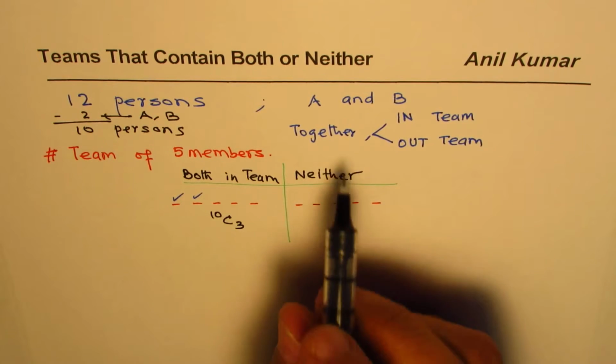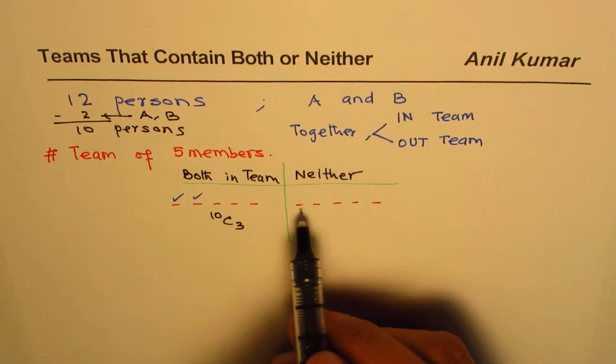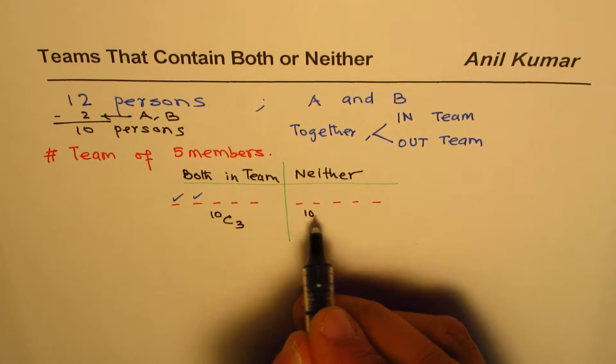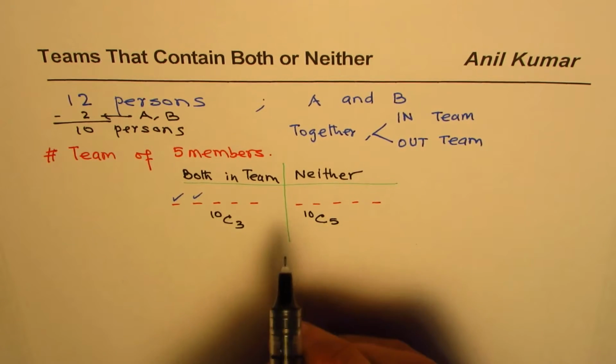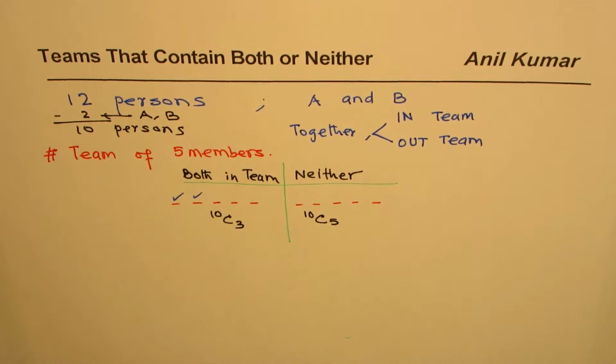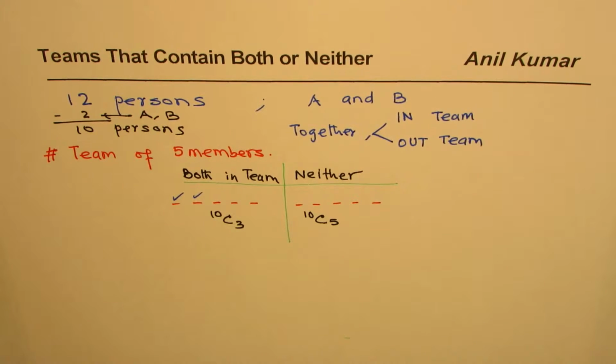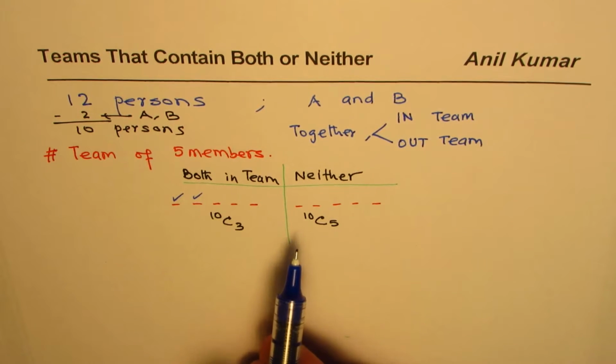In the other case, A and B have opted out, so we have no option. We have to select all 5 from these 10. So it will be 10C5. It is a case of combination since order is not critical. So that becomes the solution. When we are talking about both or neither, we can solve the question as shown here.